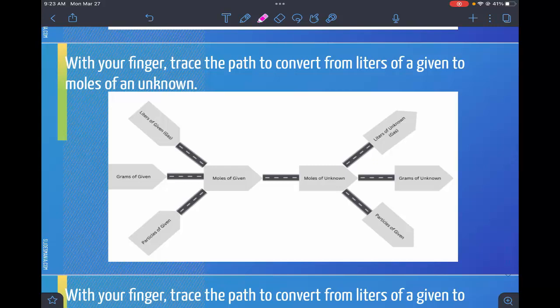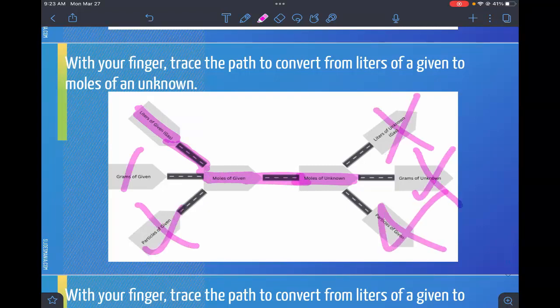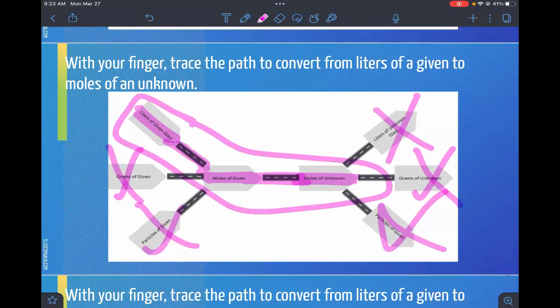It says to trace the path from liters of given to moles of unknown. So we would start here at liters of given, ending at moles of unknown. Our pathway would follow the molar roadmap through moles of given in the middle, and then we'd finally end at moles of the unknown. We would not use any of these other terms. We would just use this pathway that I've circled right here.